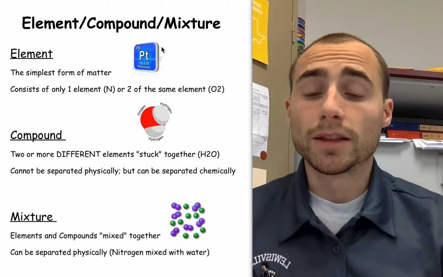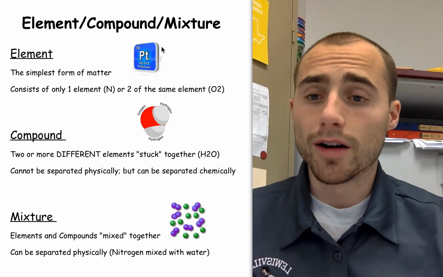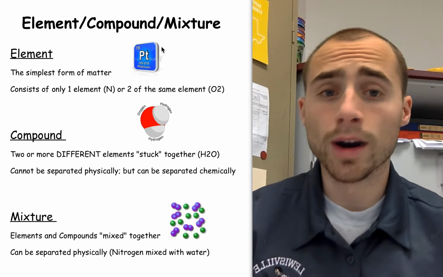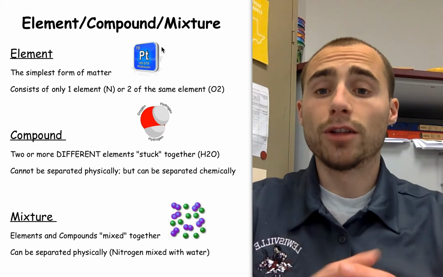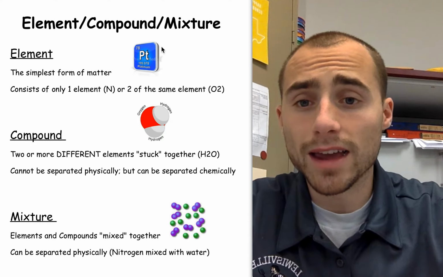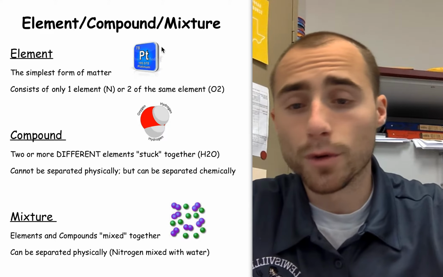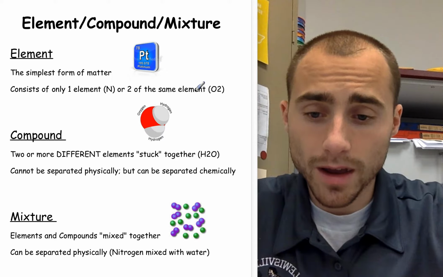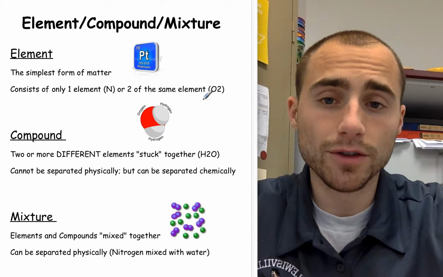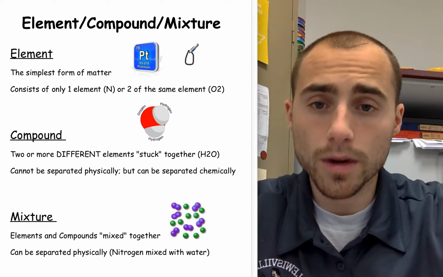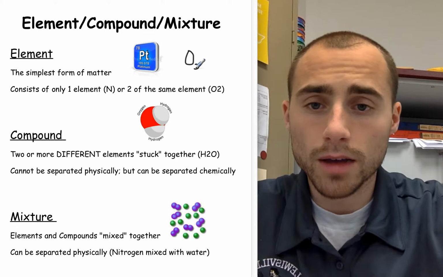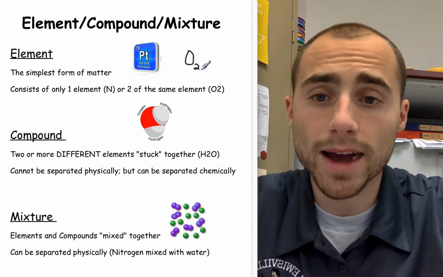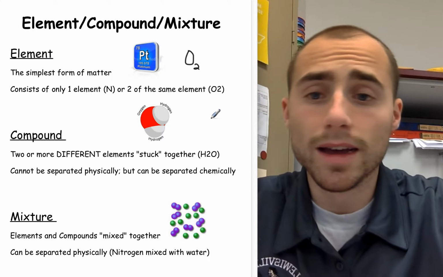And that is like the building blocks of matter. The only other thing that could be considered an element is if you have two of the same element combined. For example, oxygen gas, the formula for oxygen gas is O2. And because it's two oxygens that are combined, that is still going to be considered an element.